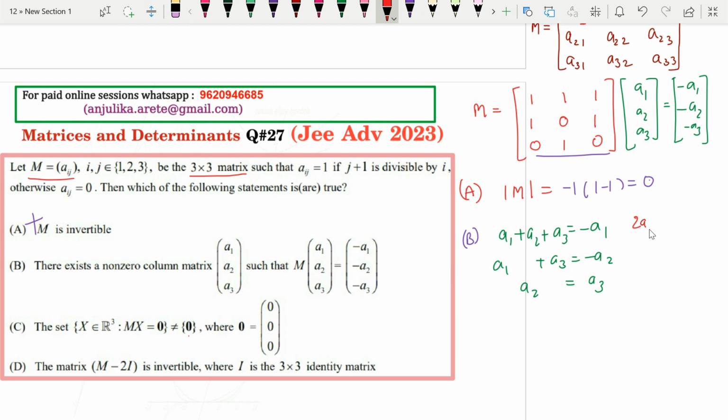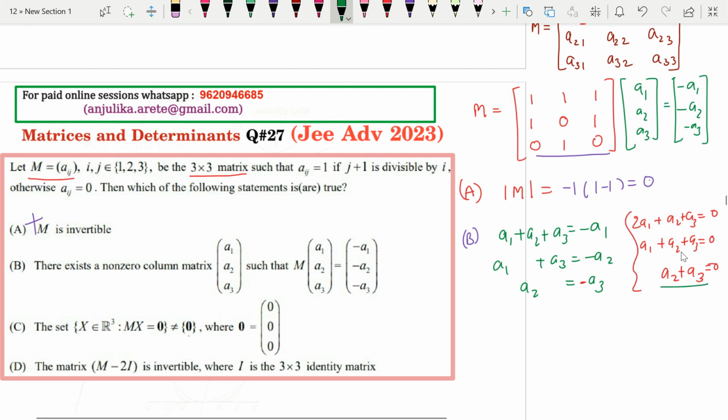Just try reshuffling things. You get 2a1 plus a2 plus a3 is 0. The second one gets you a1 plus a2 plus a3 is 0. And the third one gets you a2 plus a3 is equal to 0. Now it's an easy one, right? Can you solve that? Because a2 plus a3 is 0, if you plug in here, you get a1 is 0. The same thing you get even if you plug in on the top. That means if a1 is 0 and a2 plus a3 is 0, all the equations are satisfied.